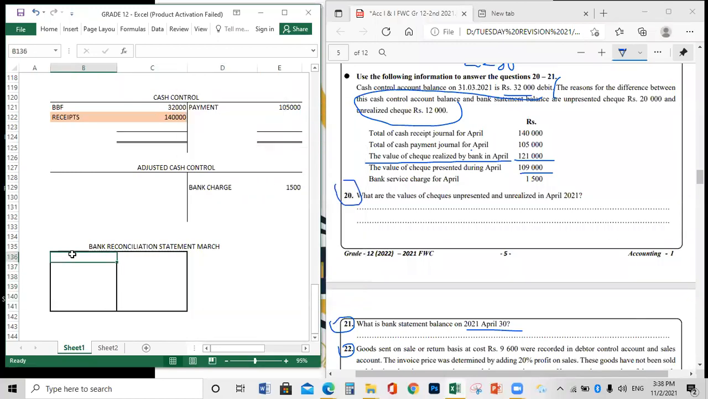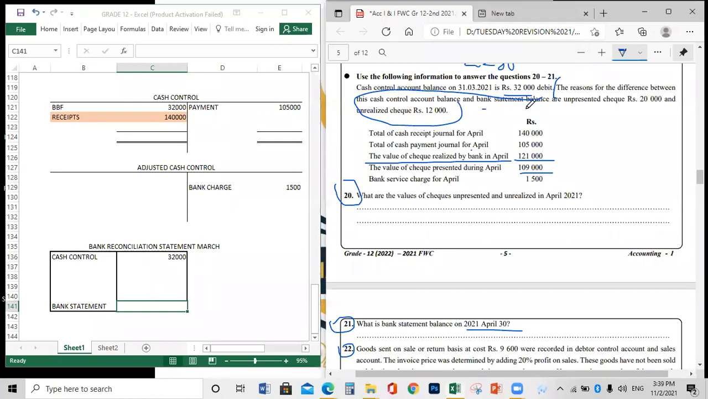Now they say guys, the opening cash control balance is 32,000. They say the difference between the opening cash control and the bank statement balance is due to unpresented check of 20,000 and unrealized check of 12,000. I'll give you all some time. Can you quickly find me how much is the opening bank statement balance?